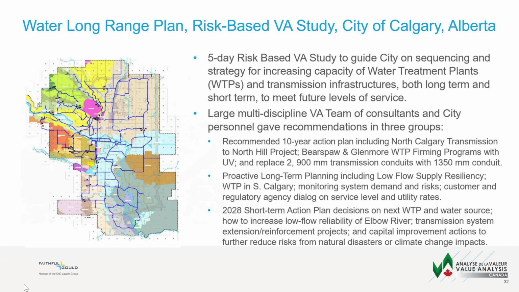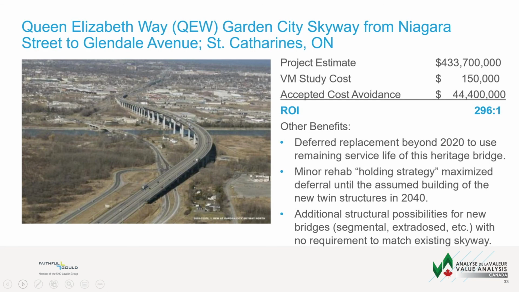So that's one example. Another was the Garden City Skyway from Niagara Street to Glendale in St. Catharines, Ontario. This was done at the end of the planning stage, and the project estimate we showed an accepted cost avoidance of $44 million, or a return on investment of 296 to 1. But what I really wanted to talk about is the other benefits.